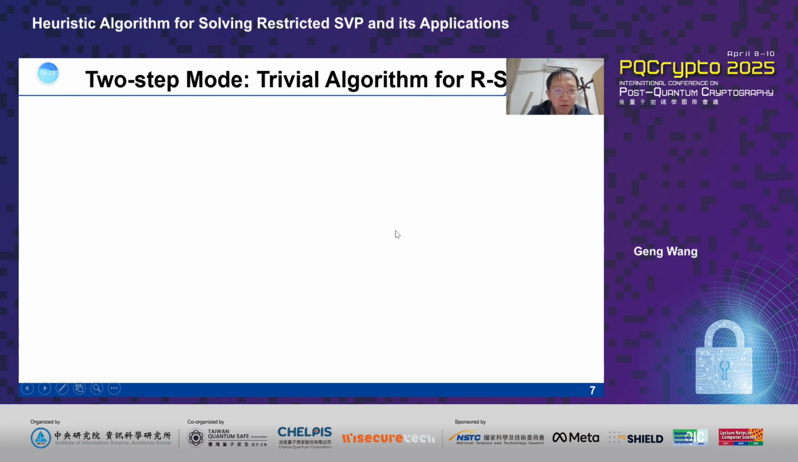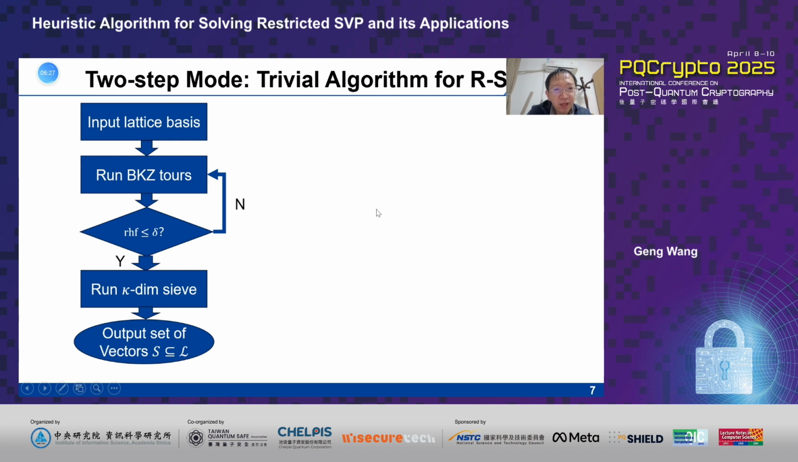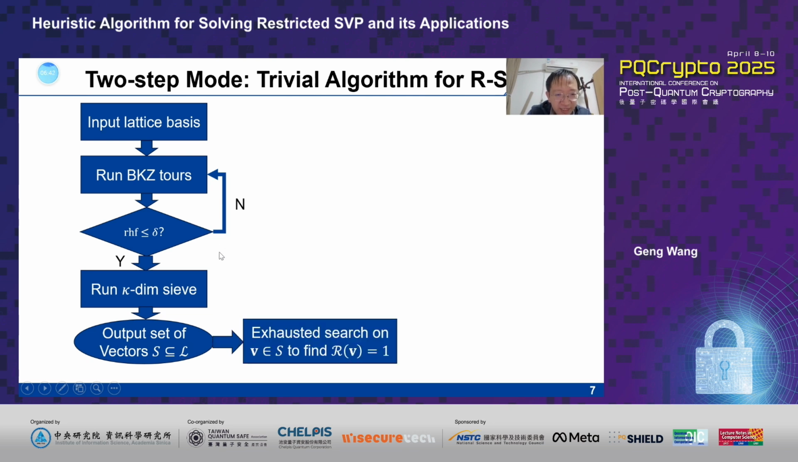And this leads to the trivial algorithm for solving restricted SVP, which is a two-step algorithm. First, we run enough PQZ to reduce the lattice basis. Then we run a kappa-dimensional sieve to output a set of vectors S. Next, we do exhaustive search on the vectors in S to find at least one vector which could pass the restriction.